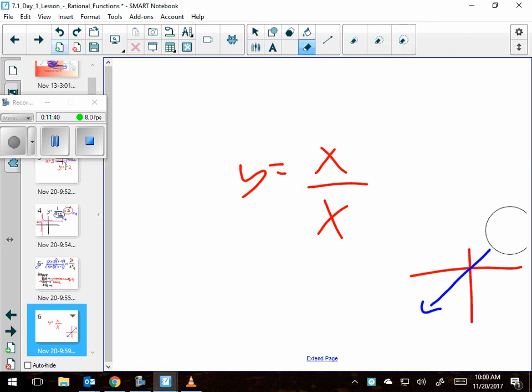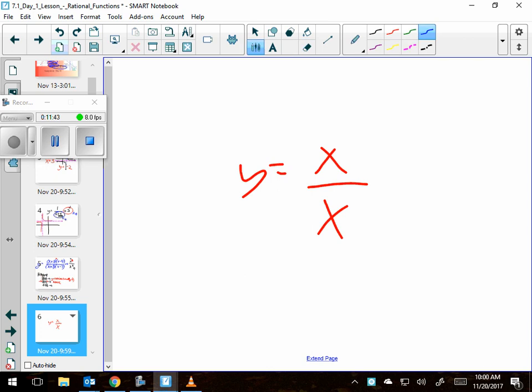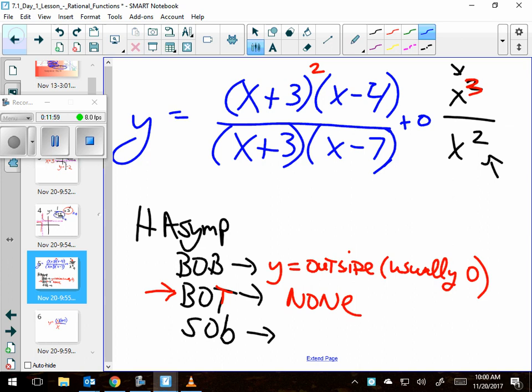Here's another case of it being bigger on the top and therefore a no bot. There. Now it's got x squared on the top and x on the bottom. It's bigger on top. No bots. Okay? So the bot situation, bigger on top, there's no asymptotes.